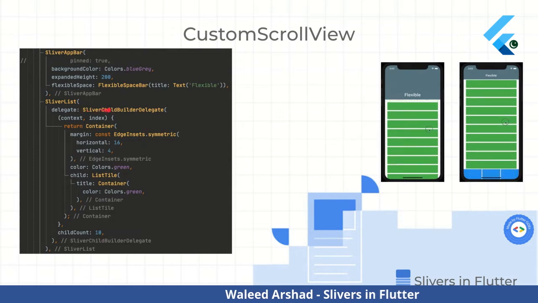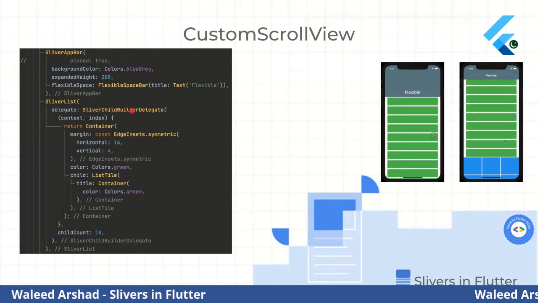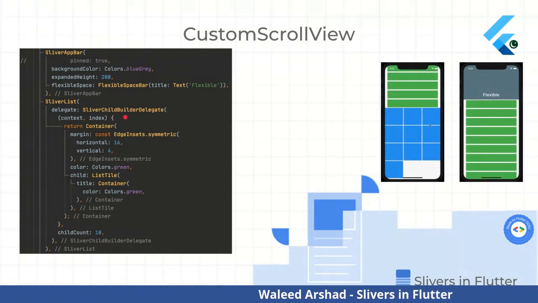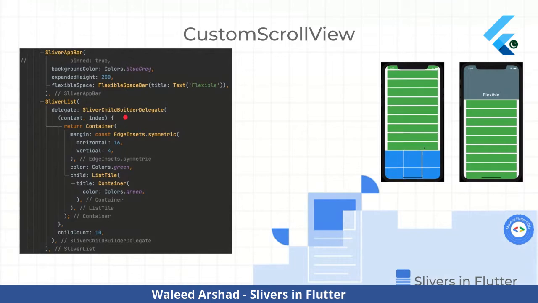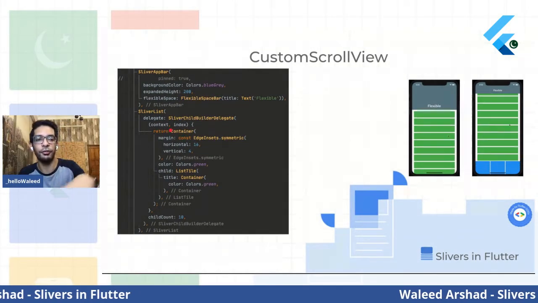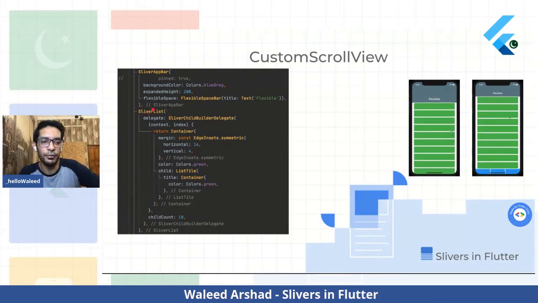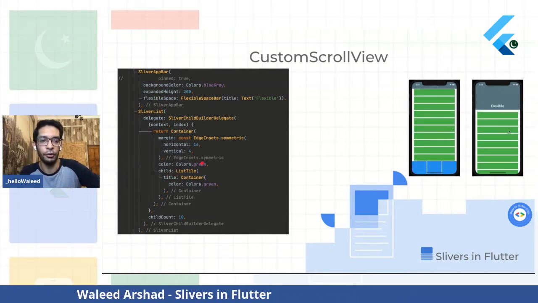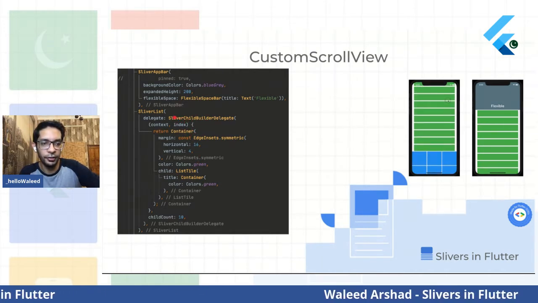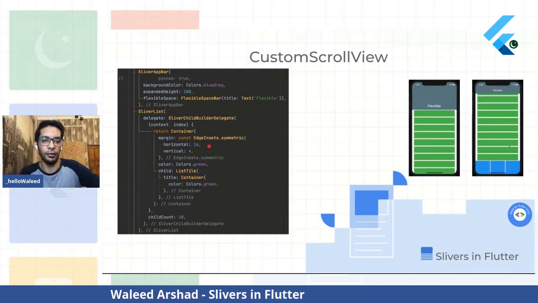The list has a delegate, and there are two types of delegate: SliverChildBuilderDelegate and SliverChildListDelegate. I'll tell you what each does and the difference between the two. This is just for understanding that you need to have sliver-type objects inside a custom scroll view. So don't worry if you are not able to understand some of these terms. I'll share the code as well after the talk.